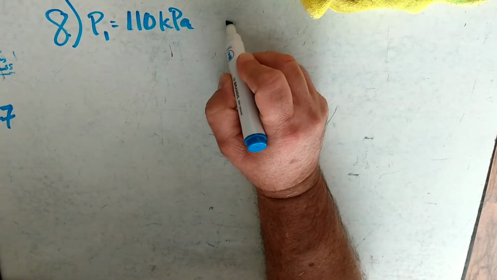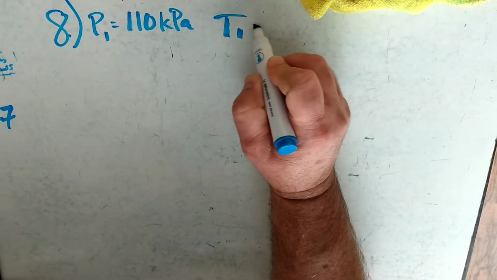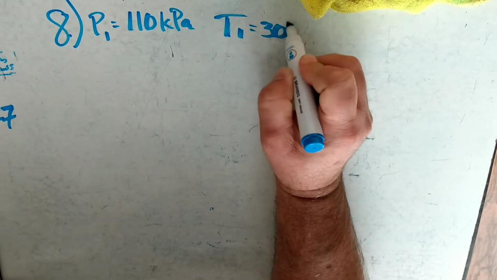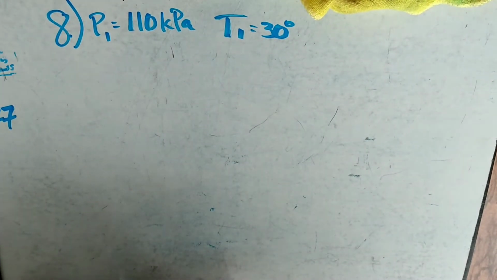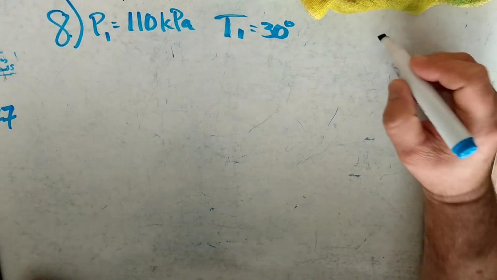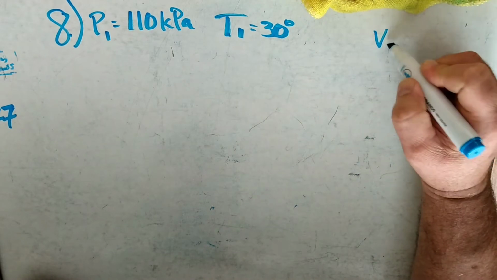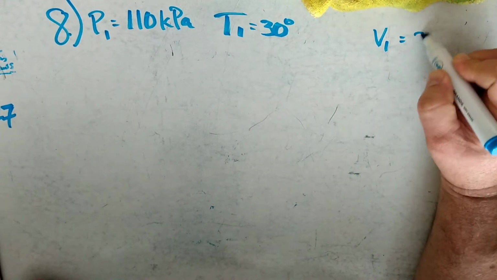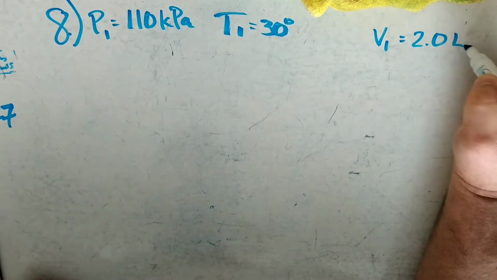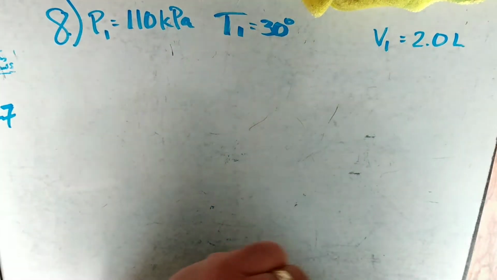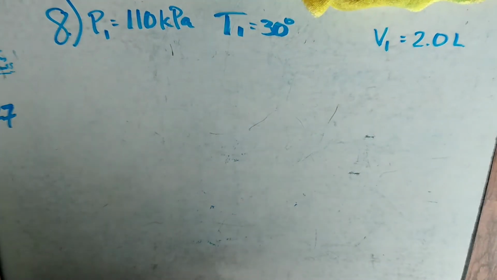So we have our temperature, T1, equals 30 degrees. Fills a flexible container with an initial volume of 2 liters. So initial volume equals 2.0 liters.